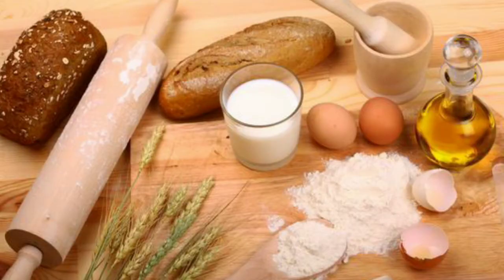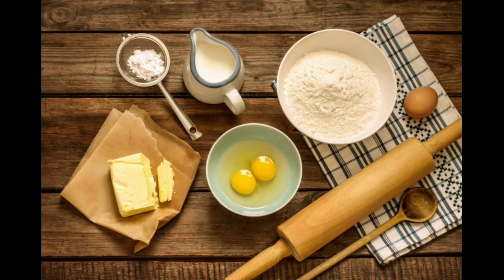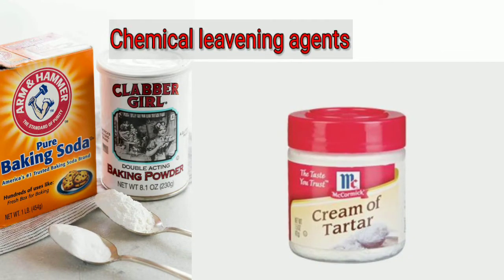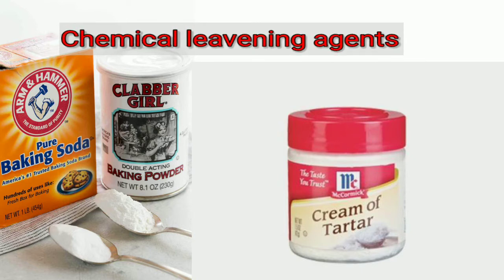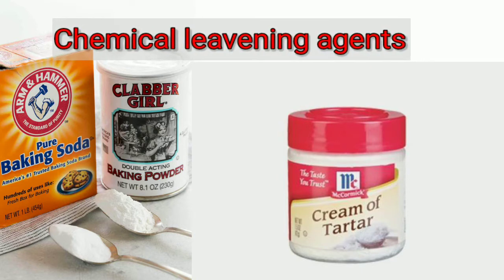The chemical leavening agents include baking powder, baking soda, and cream of tartar. Baking powder is a mixture of baking soda, an alkaline ingredient, cream of tartar, an acidic ingredient, and fillers such as cornstarch, which prevents clumping of the powder. Baking soda is an alkaline leavening agent made of sodium bicarbonate that reacts immediately when combined with a liquid. Cream of tartar is also used as a leavener.